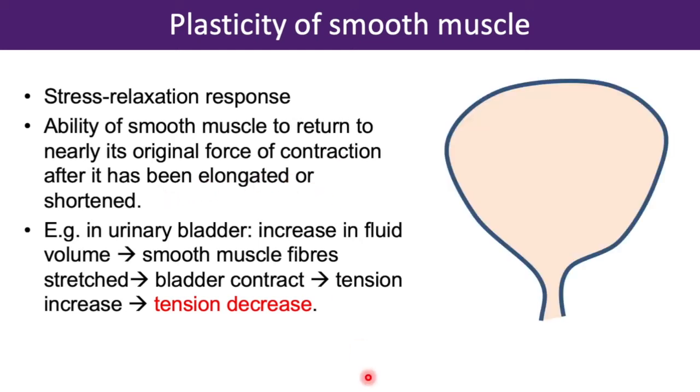For example, in the urinary bladder, imagine this is your urinary bladder. When there is an increase in fluid volume in the bladder, smooth muscle fibers will be stretched. So this will cause the bladder to contract, and tension or pressure in the bladder will increase. However, over the next few seconds, the pressure will decrease. Even though the bladder wall continues to stretch, the pressure returns back to the original level. Then, when there is further increase in the fluid volume, the same effect will occur again.